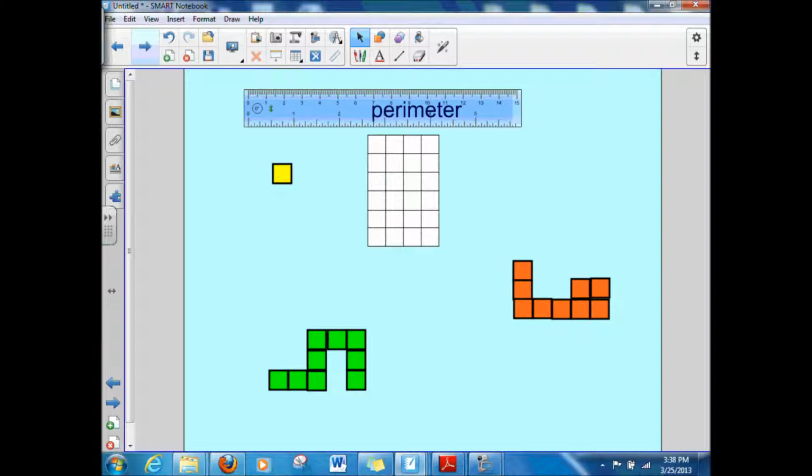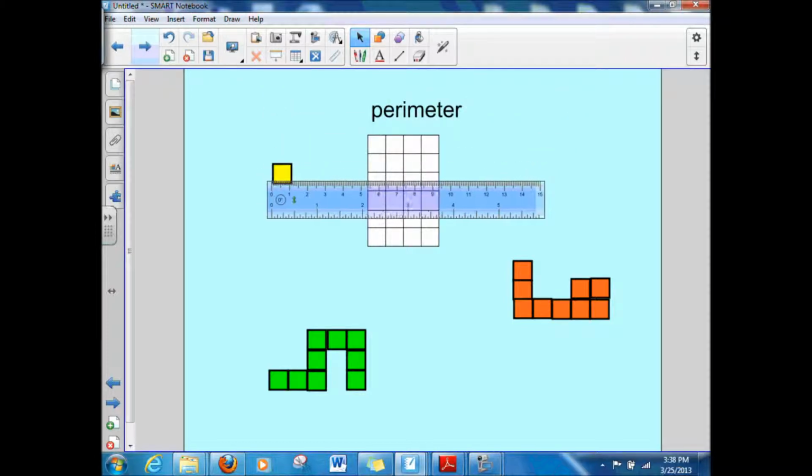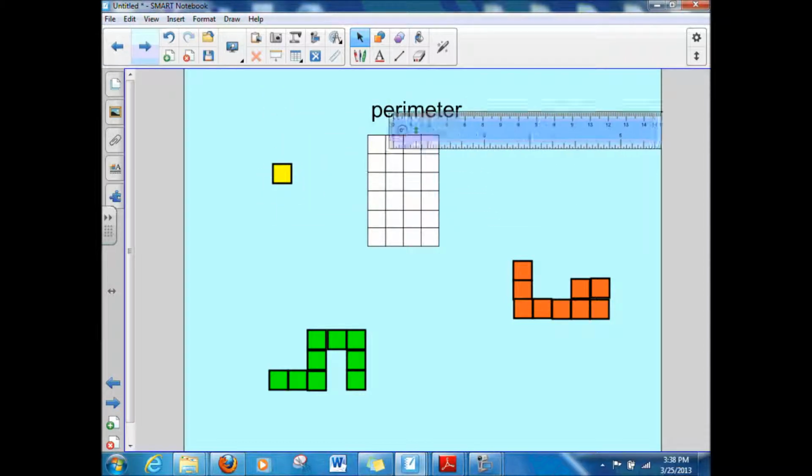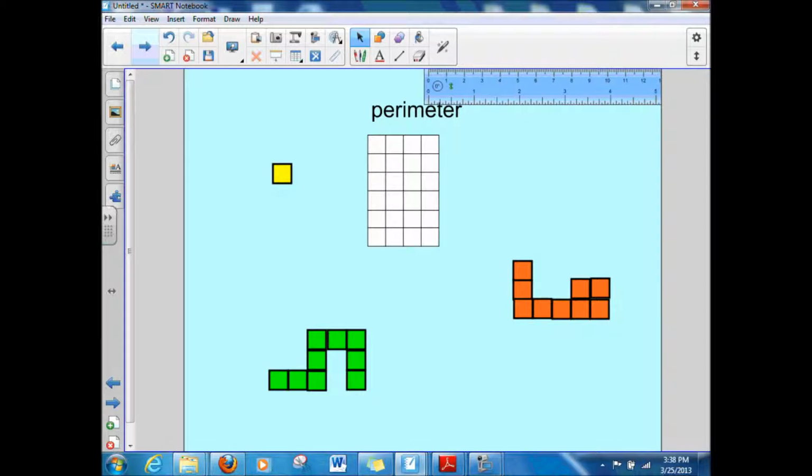Here I've got my ruler, and I've got a square centimeter there. I'll put my ruler aside. I'm going to remind us about the word we talked about, perimeter. We'll talk about perimeter, and then we'll go back to area in just a second. But perimeter was the outside measurement of a figure.